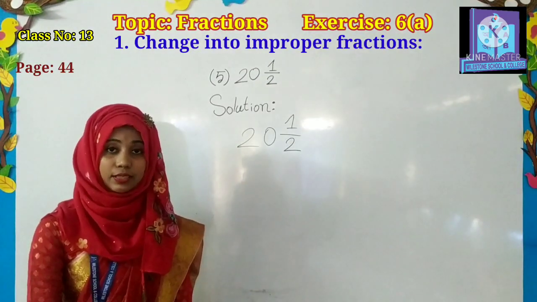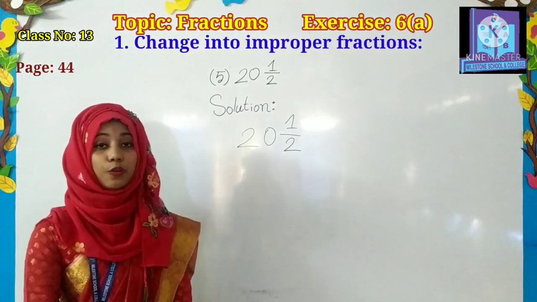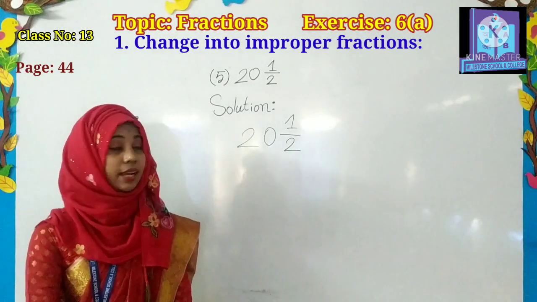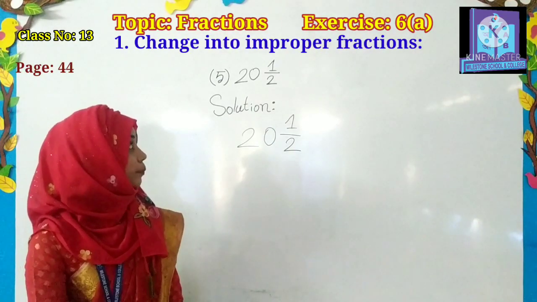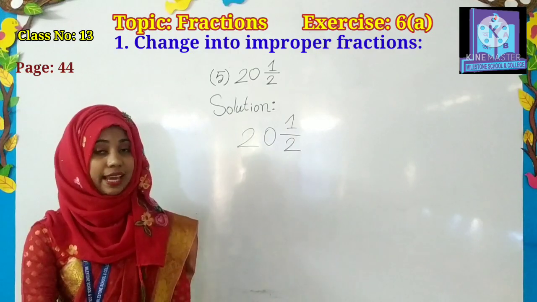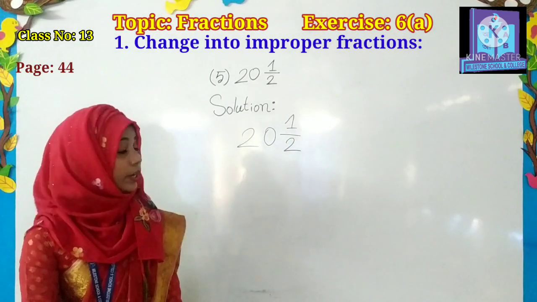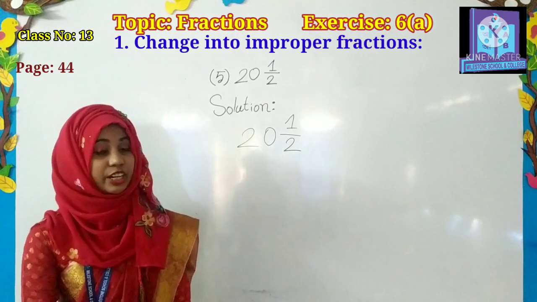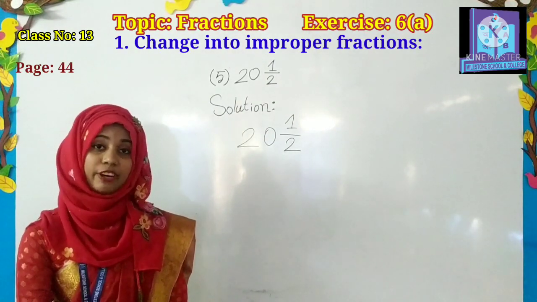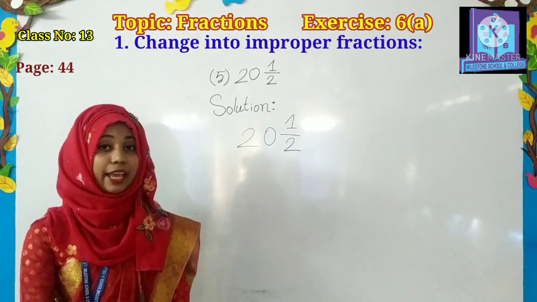Now dear students, let's practice more. Go to number 5 of problem number 1. Here is 20 whole 1 by 2. What type of fraction is this? Yes, this is mixed fraction. So we will convert this mixed fraction into an improper fraction. Already you have learned the process. Can you solve it?